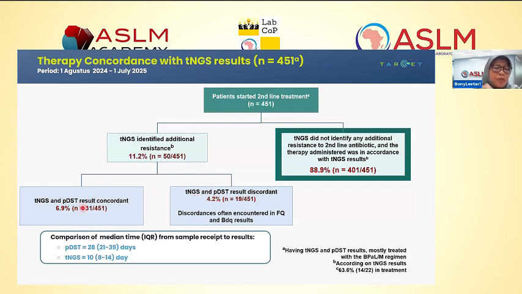Interestingly, of those with additional resistance, tNGS already identified this additional resistance sooner than PDST. But currently, because our national TB guideline is still in the process of adopting tNGS, most clinicians still wait for the PDST result. Once it's concordant like this, then they will change their treatment regimen accordingly.